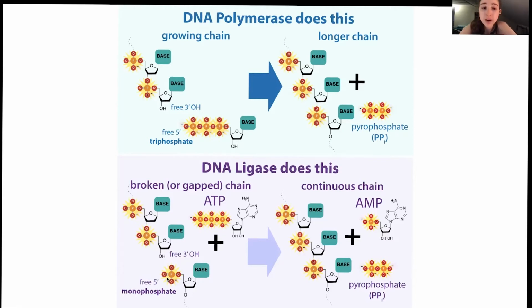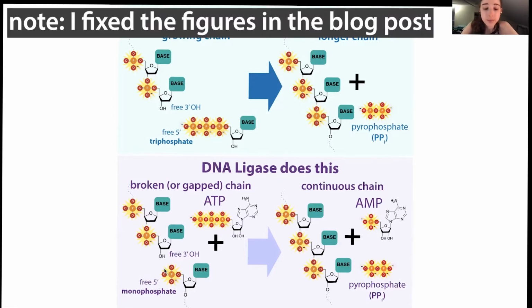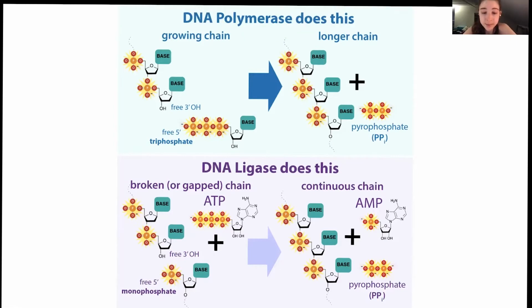Here you only have a monophosphate, and when you join these together, you're not going to have anything to kick out unless you first activate this chain with the ATP. And sorry, this should have another negative charge there. So this is why you need different enzymes to do these different things, and you need different pathways.